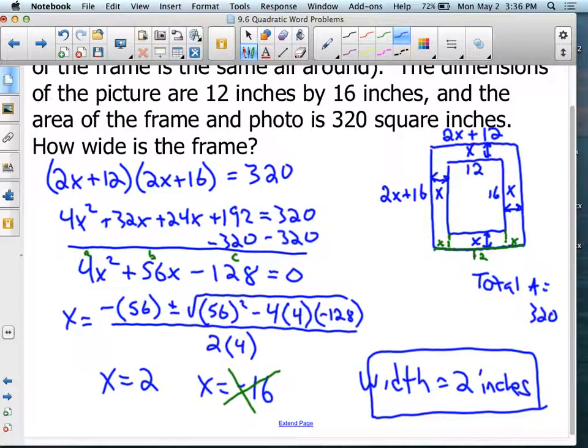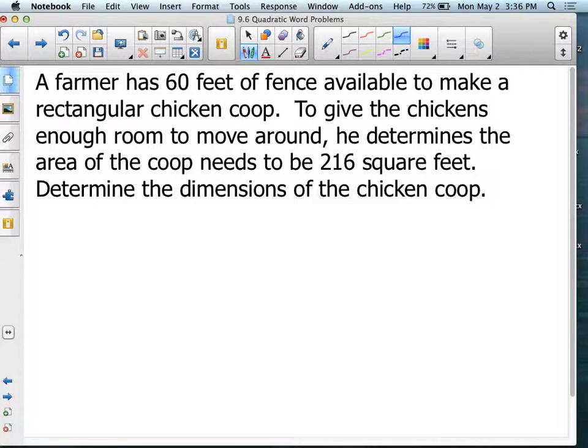One last one to play with. Let's take a look at this. 60 feet of fence available to make a chicken coop. So the chicken's going to be running around here, and he determines that the area of the coop needs to be 216 square feet.